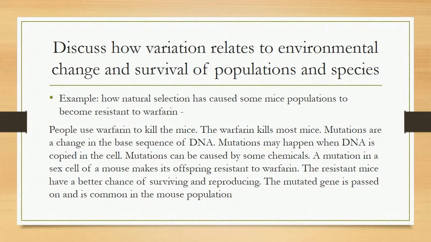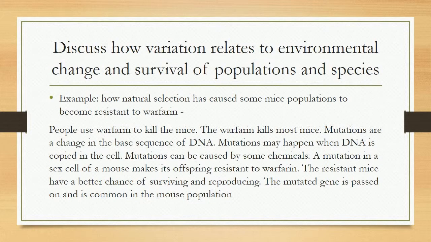Discuss how variation relates to environmental change and survival of populations and species. Example: how natural selection has caused some mice populations to become resistant to warfarin. People use warfarin to kill the mice. The warfarin kills most mice.